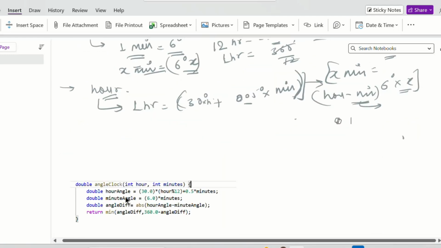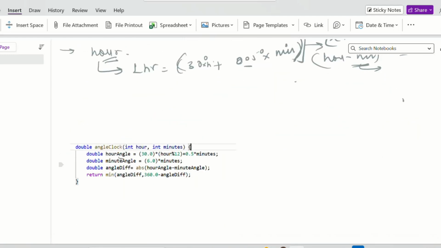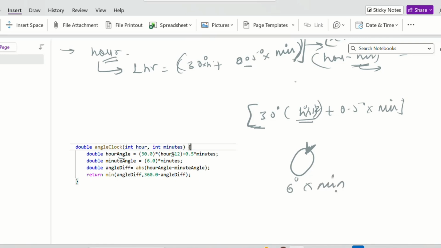The same thing I have done in my solution. I have found my hour angle. Hour angle equals 30 degree into hour plus 0.5 degree into minute. In this way, I will be able to calculate my hour angle. And why have I done modulo 12 here? Because after every 12 hours, my hour hand will start from 0 degree. That's why I'm doing hour modulo 12 here. And in the minute angle, if you see, this is the same as 6 degree into minute. And I can get my minute angle using 6 into minute.